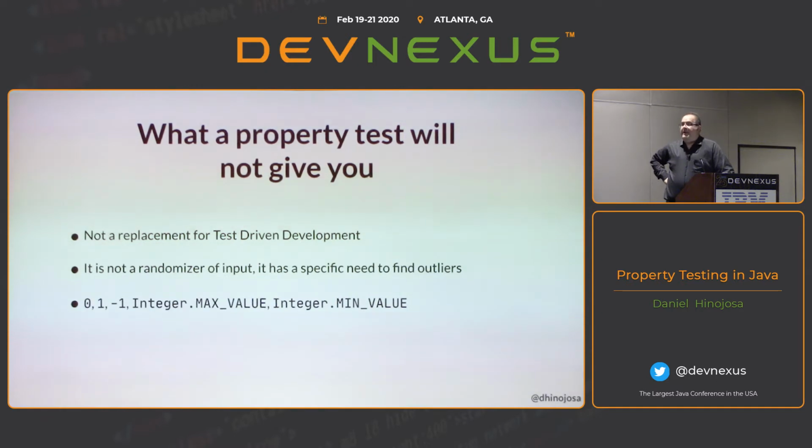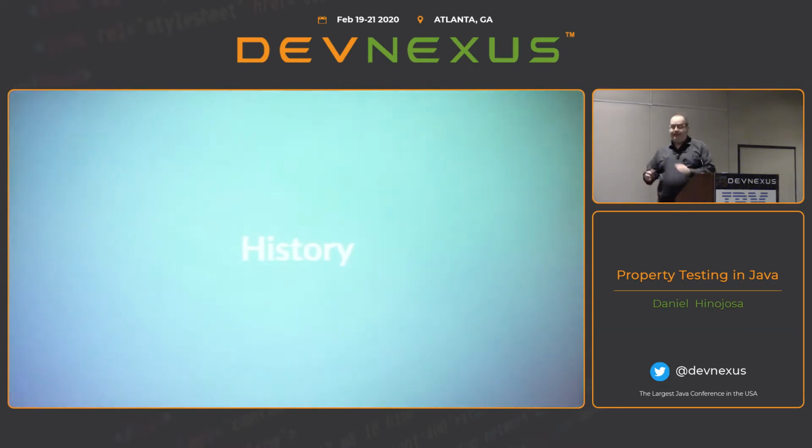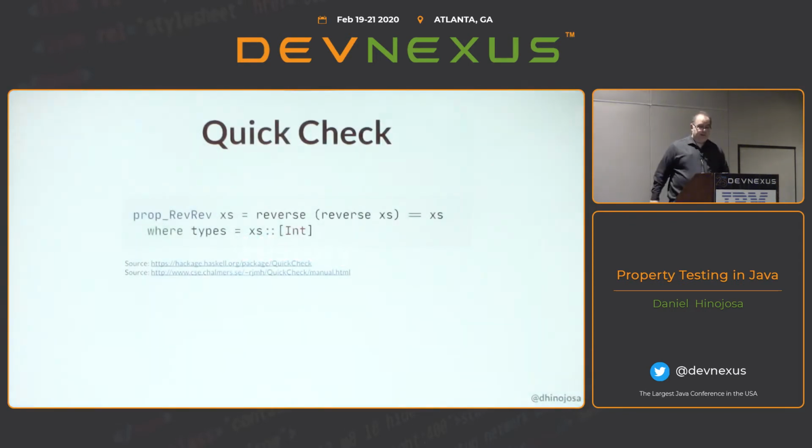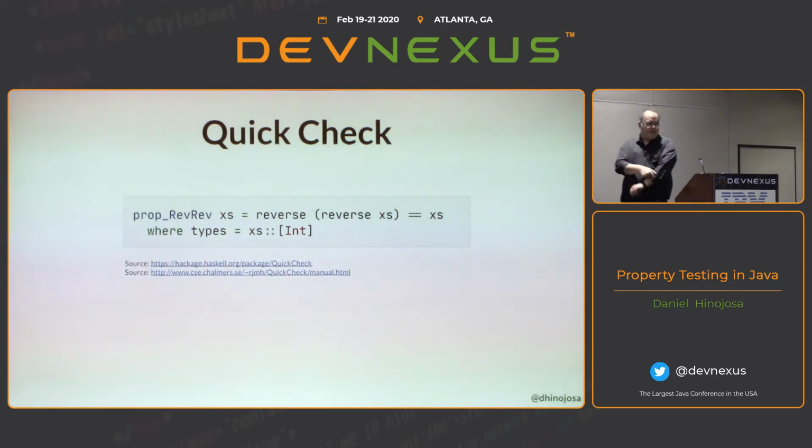So let's speak of values. 0, 1, integer max value, integer min value are all different things that will be plugged in as part of this property test. So some history behind the scenes here. Things started out with QuickCheck in Haskell. That's where all this started. So when you see the word check, we're looking at kind of a property-based test. So it started with Haskell.